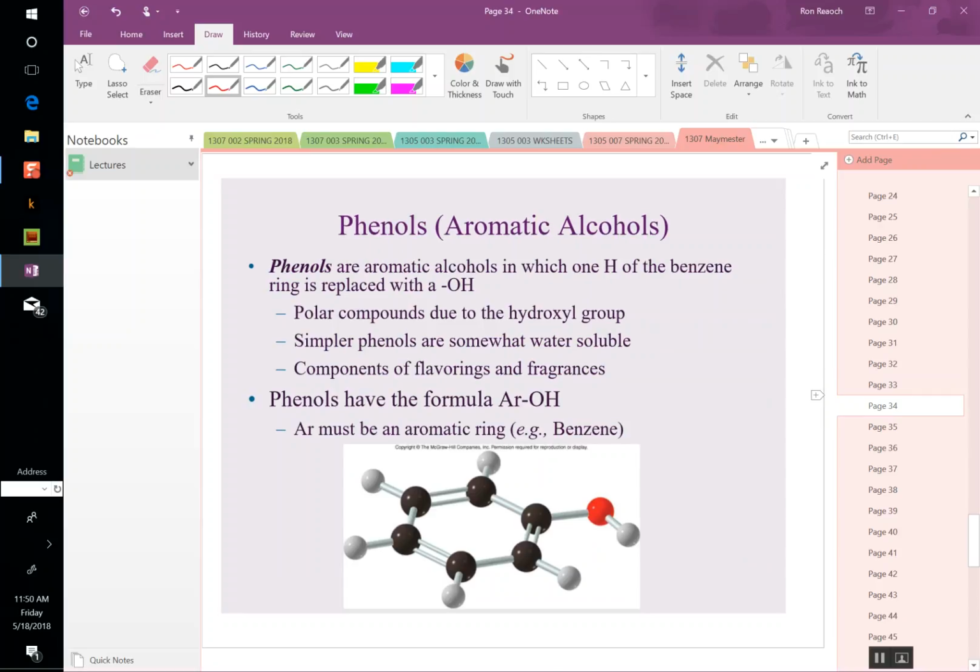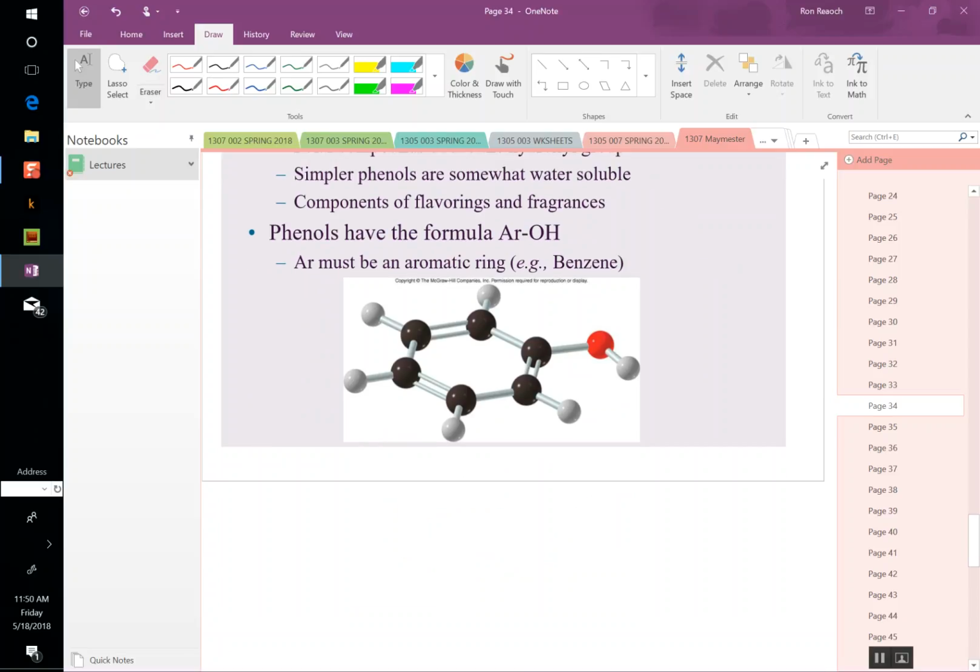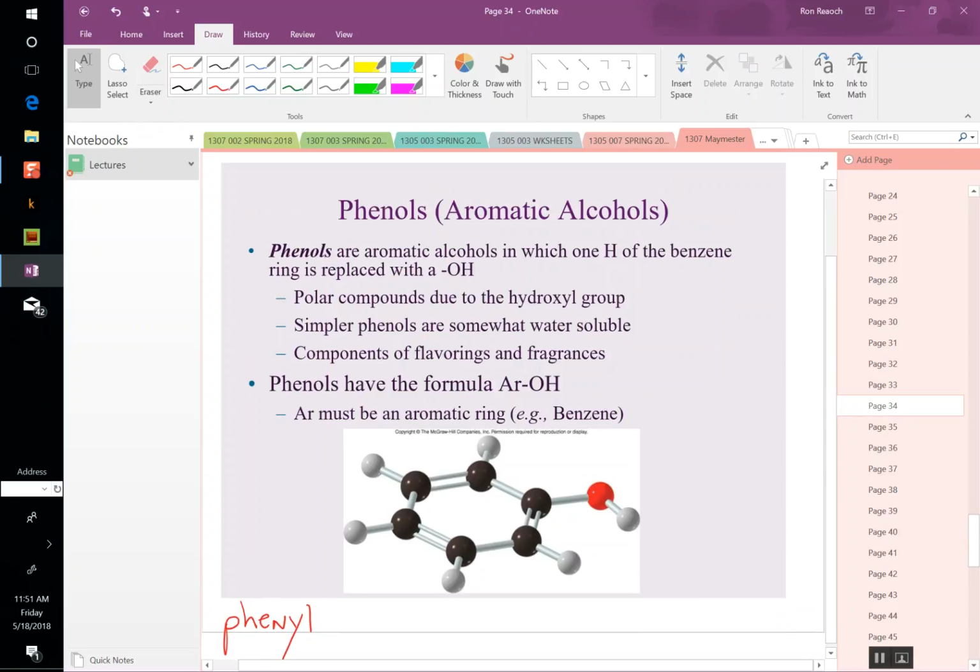Aromatic alcohol, phenol. Don't get phenol mixed up with phenyl. Phenyl is a benzene substituent on an organic compound. That's phenyl. Remember, YL is a substituent. Methyl, ethyl, isopropyl, tertiary butyl, phenyl. But this is phenol. This is actually a compound. It's a benzene ring with an OH group, and it's an aromatic alcohol.